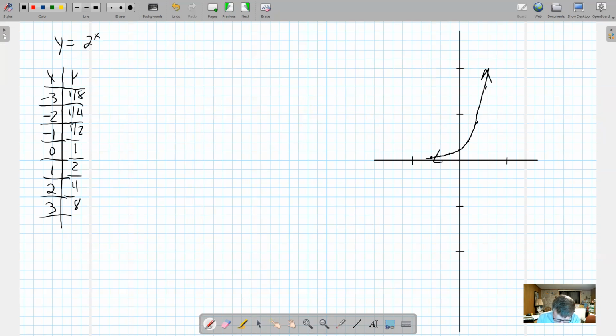Now, what if we were to graph, in red, y equals 2 to the x plus 3. So we had a constant out to the right. What would that do to the graph?